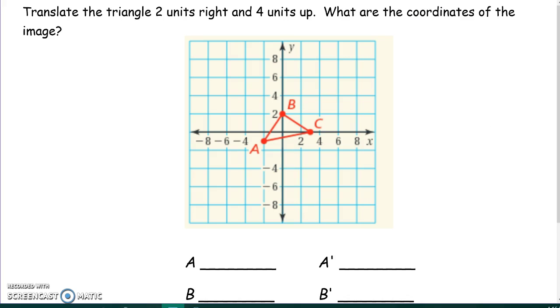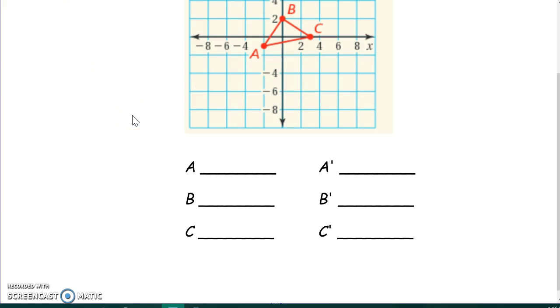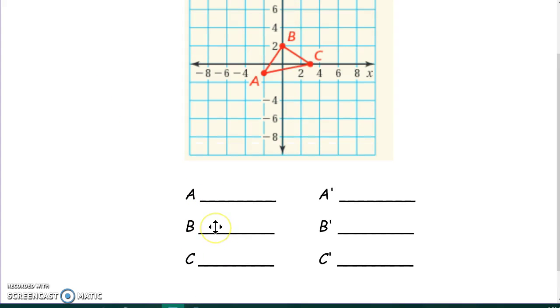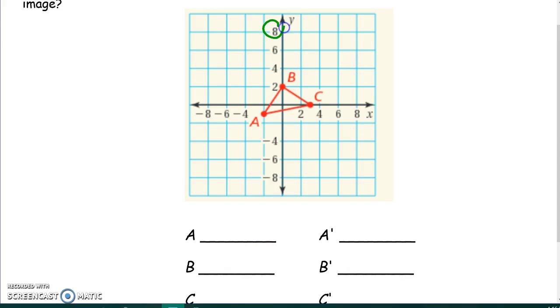Translate the triangle 2 units right and 4 units up. What are the coordinates of the image? I notice here it gives me a spot to write the coordinates of A, B, and C, the original, and I'm going to go ahead and do that first. But notice, if you take a look at the graph, the scale is counting by 2's on the y and on the x-axis. So I'm going to keep that in mind while I work on this problem.